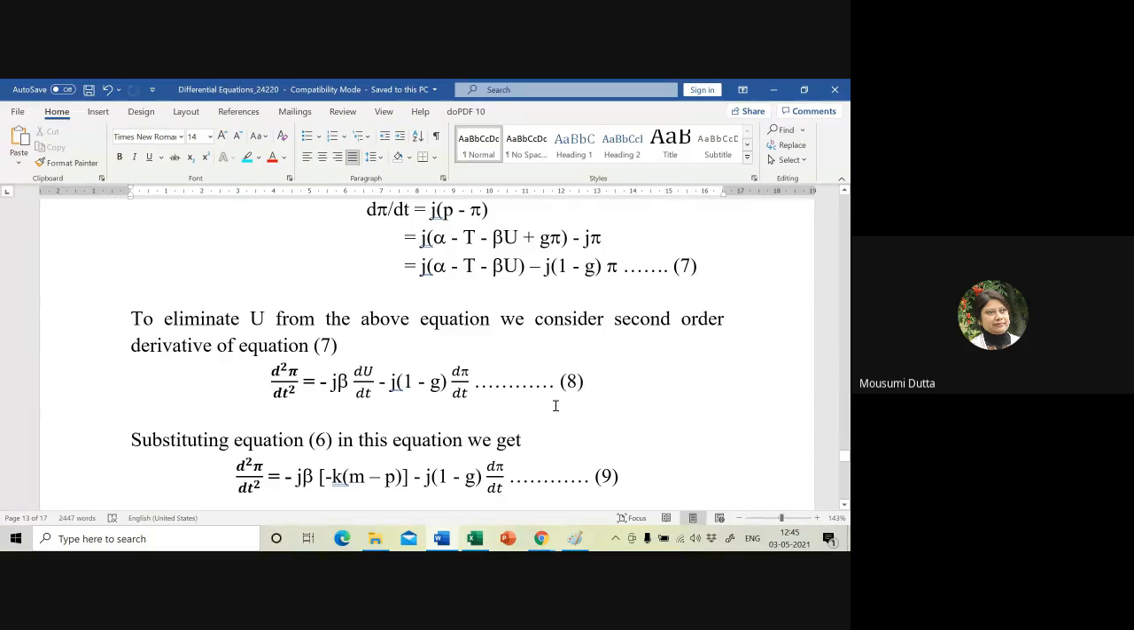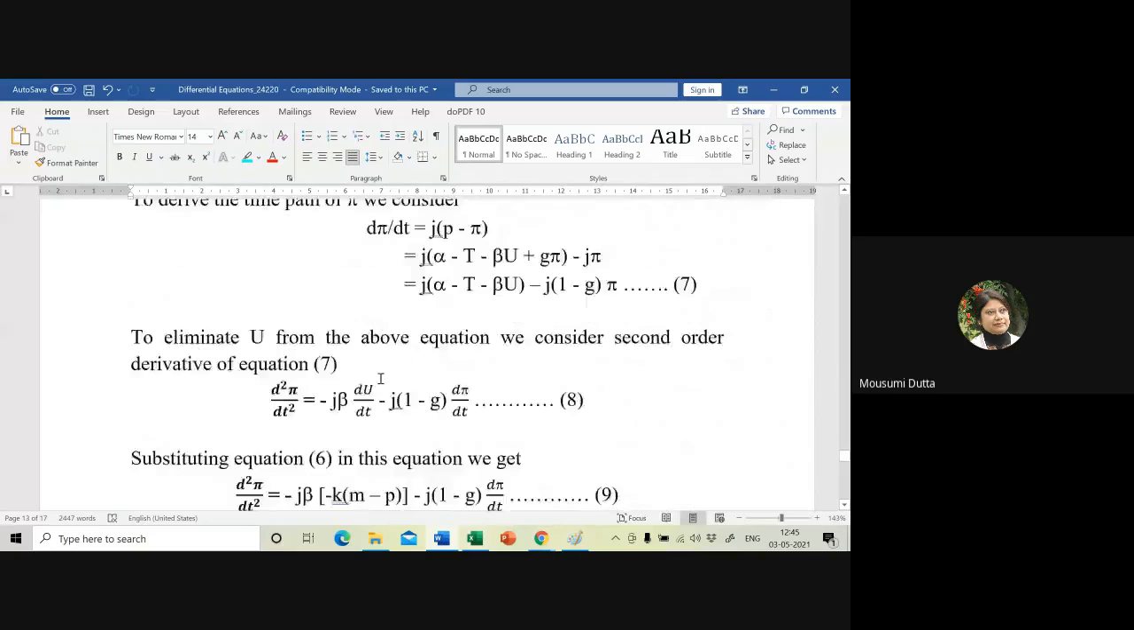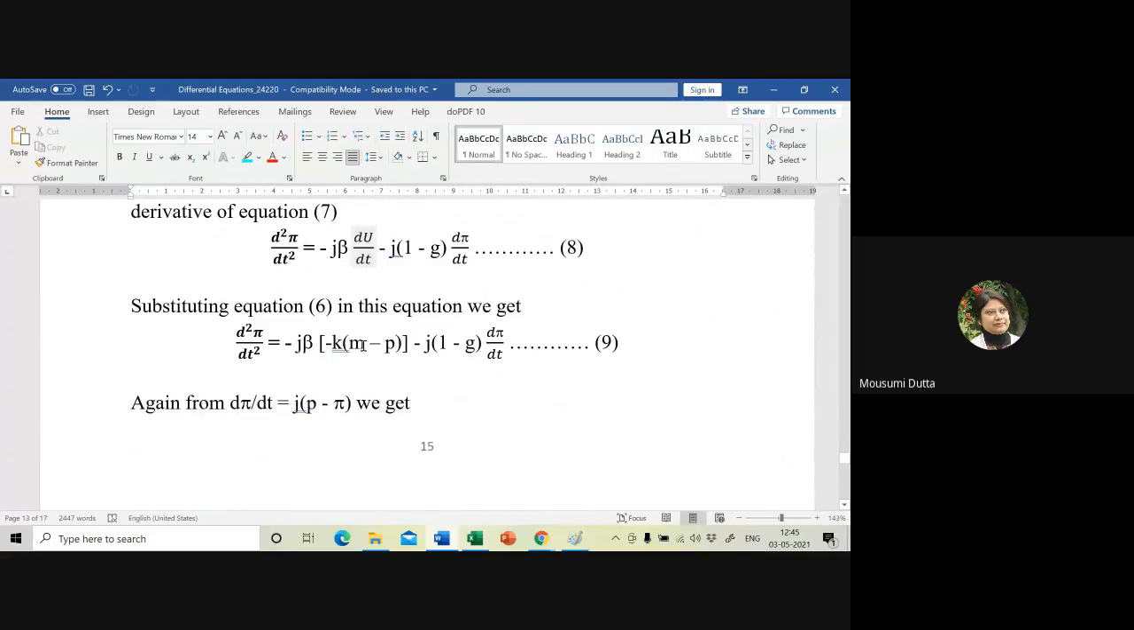Once we get equation number 8, we will replace this du by dt with this, minus k into m minus p. Okay, du by dt has been replaced by minus k into m minus p. Still there is a problem because this p is there. We get rid of the unemployment rate. However, the inflation rate is coming in the analysis. Okay, p is coming inside.